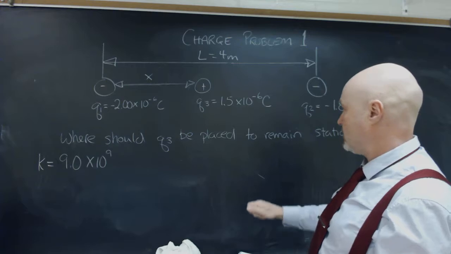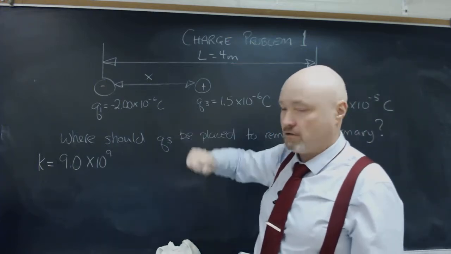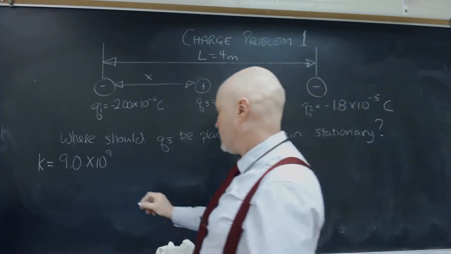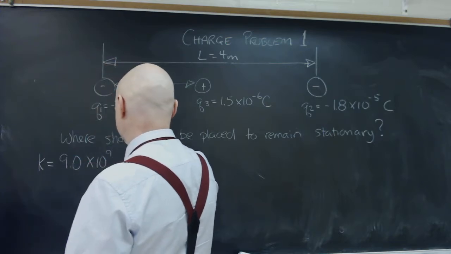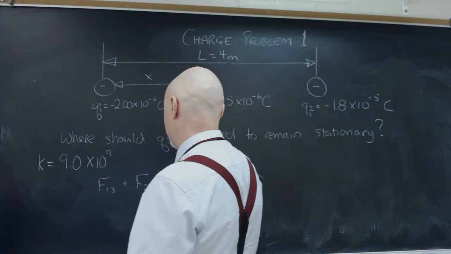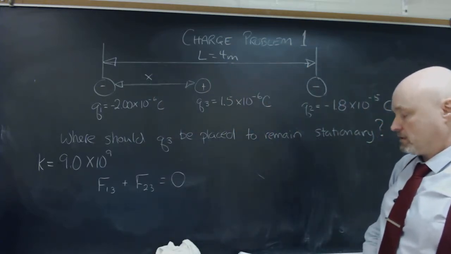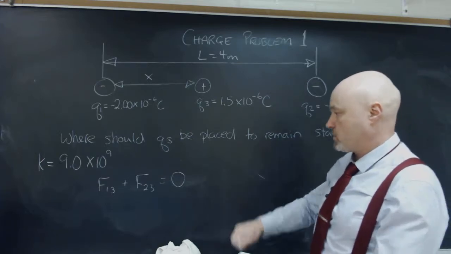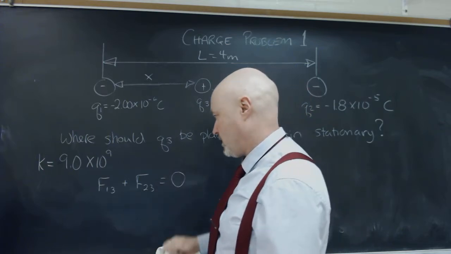Let's say that to the right is positive and to the left is negative. So basically the sum of the forces of charge 1 on charge 3 plus the force of charge 2 on charge 3 are going to have to add up to 0. And so this is going to be the heart of the problem. How do we calculate force when we're dealing with Coulomb's law?